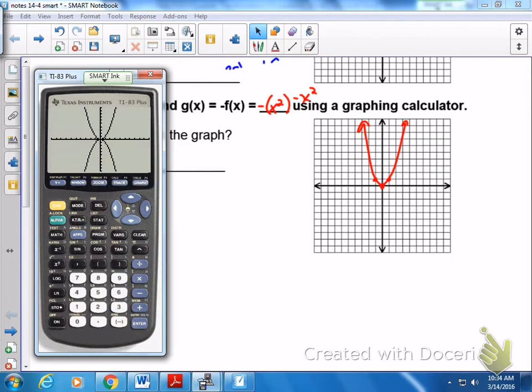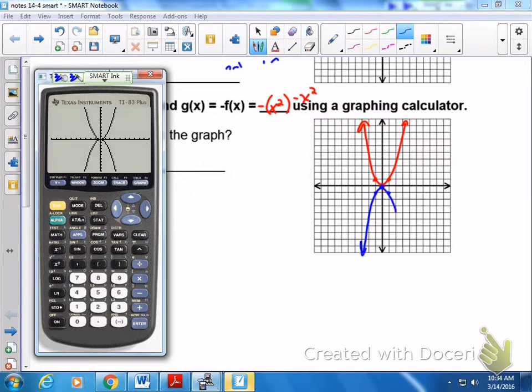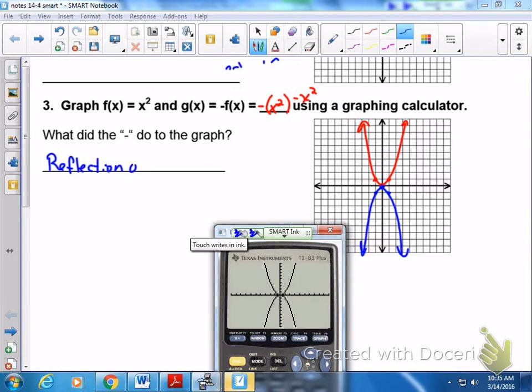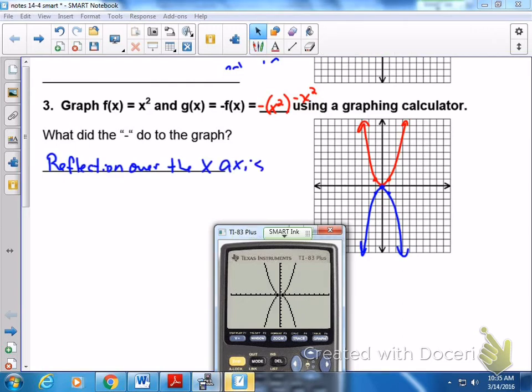So this one looks a lot the same, except for instead of opening up, it's opening down. The vertex is still at the origin, but now instead of going up 1, I go down 1. And I get a new parabola. Now, there's lots of different ways to name this. You could say that's a flip. The way we're going to do it is we're going to say that is a reflection over the x-axis. So anytime you have one of those, it is just a reflection over the x-axis.